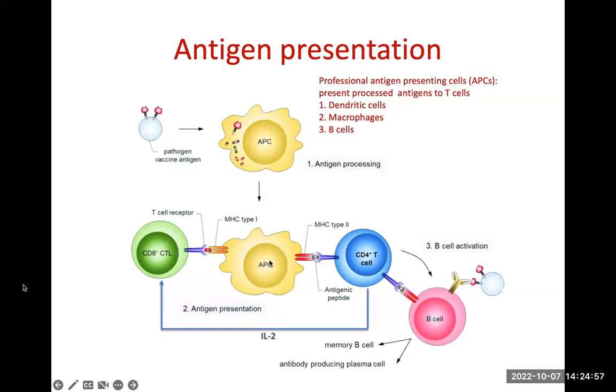Similarly, on the CD4 side, the same macrophage or dendritic cell can present another piece of that SARS-CoV-2 virus particle on its surface in what we call an MHC class II protein. And then that piece of the virus that is presented can be recognized by a CD4 T cell. And when the CD4 T cell gets activated because it has recognized this peptide from the SARS-CoV-2, it is only the CD4 T cells that are specific for SARS-CoV-2 that will get activated.